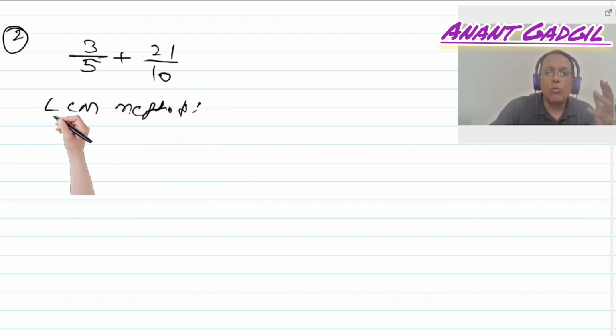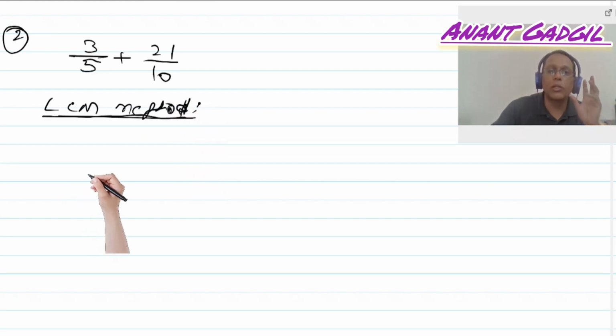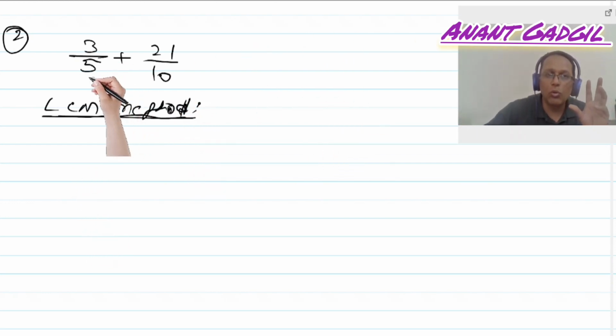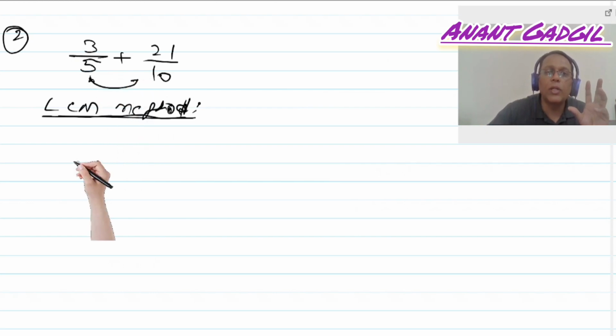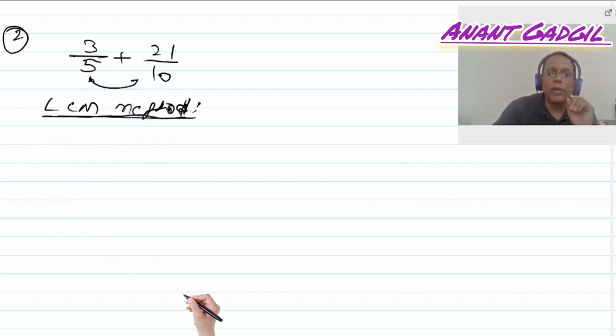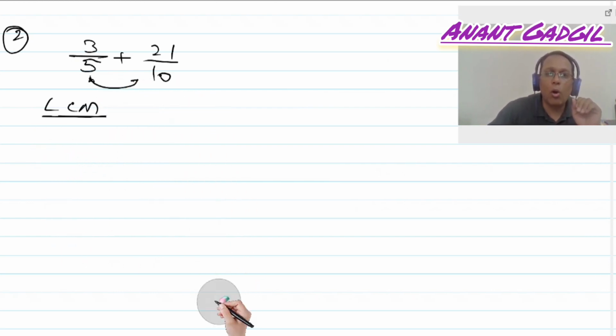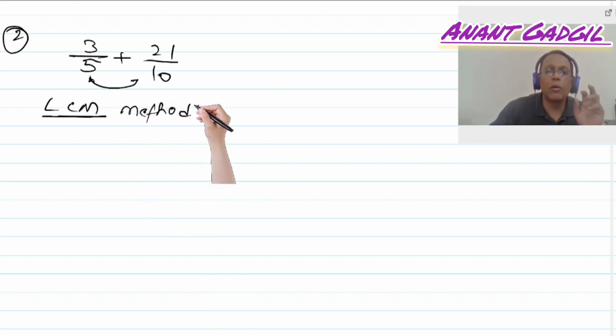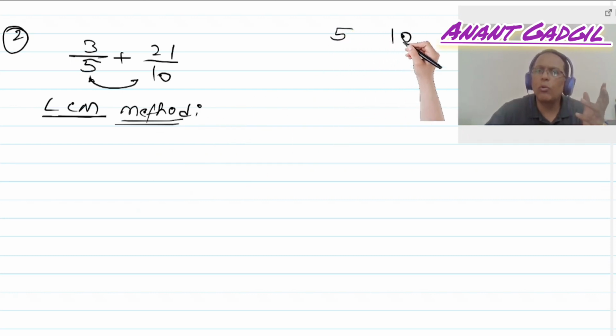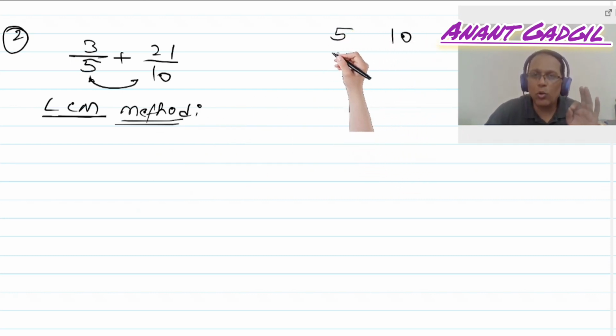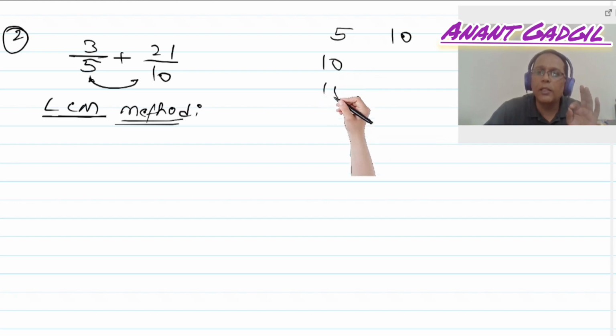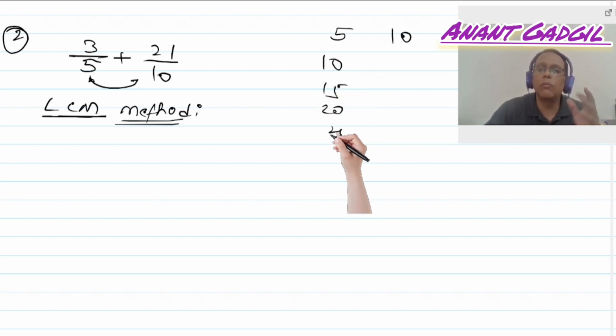So what you do in this method is, if the denominators are not the same, you find the LCM of the denominators. So we find the LCM of the numbers 5 and 10. For that, what we have to do? Very simple method I am going to tell you. You just write the table of both of them, just a few numbers.